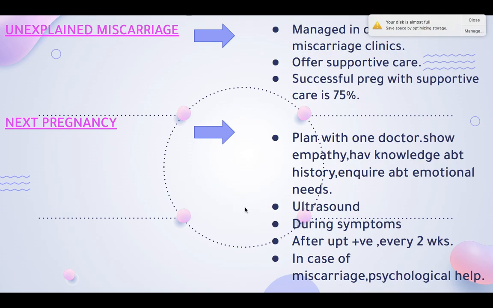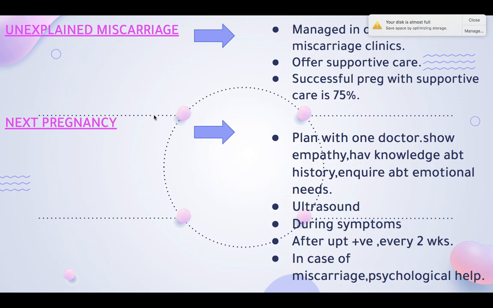Regular ultrasounds will be done, and after the urine pregnancy test is positive, their checkups and regular visits with the early pregnancy miscarriage clinics will be done every 2 weeks, right? And in case an unfortunate event happens again and a miscarriage occurs, then definitely a lot of psychological support, social support, trained professional counselor support, and midwifery support will be needed, and that will be provided for these patients.